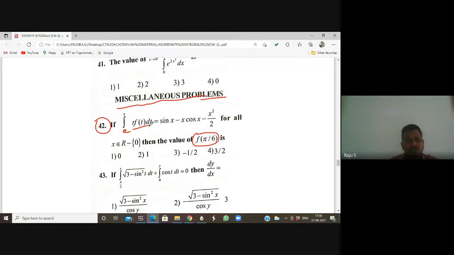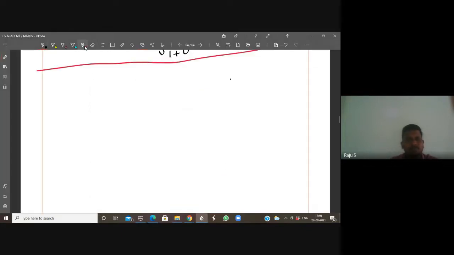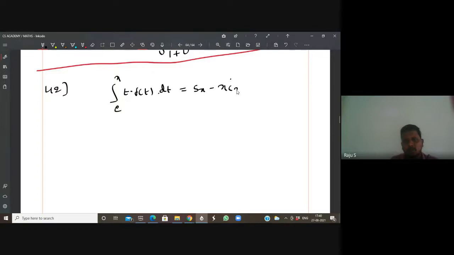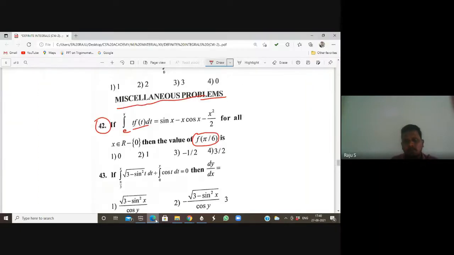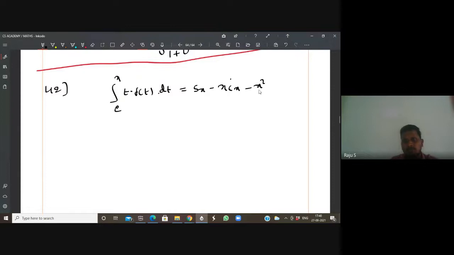Do you know what is the function here? Integral of f of t is given, but we require only f of x. So now I am going to apply the Leibniz rule here. First, write the question. What is the question? Integral 0 to e to x of t into f of t into dt is equal to, right side, sin x minus x cos x minus x square by 2.